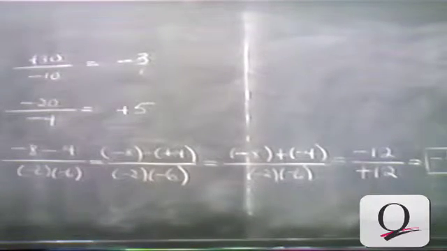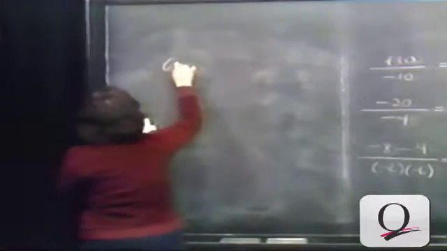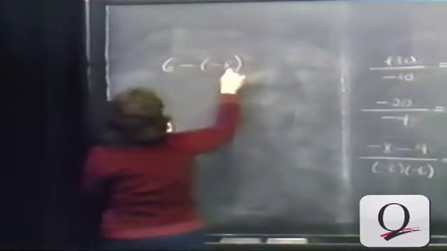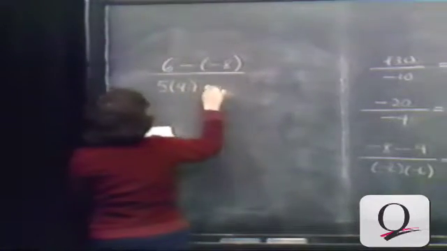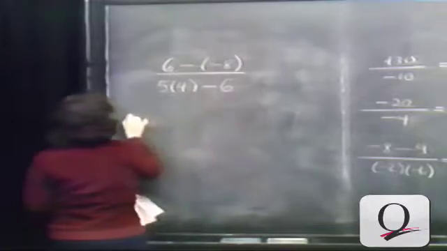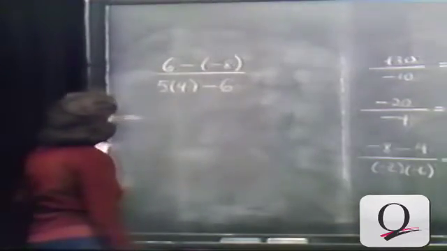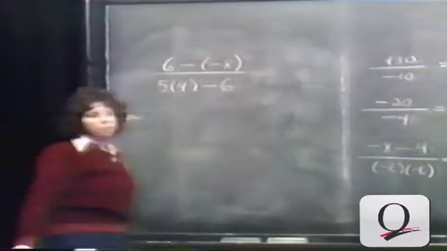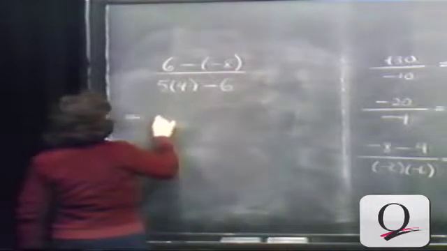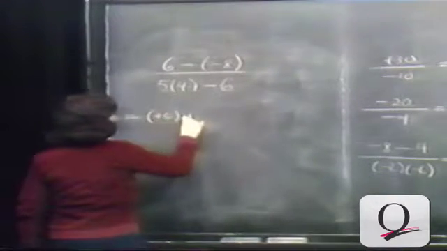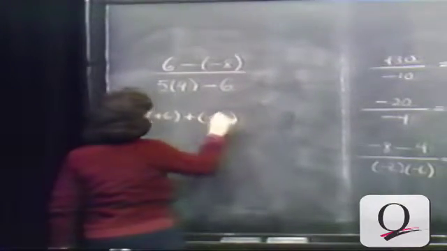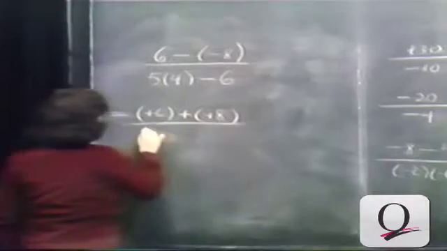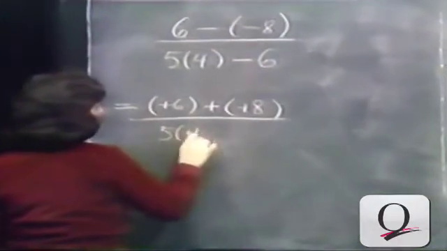Let's try another example like that. 6 take away a minus 8 over 5 times 4 minus 6. This is plus 6 take away a minus 8. We change the subtraction to addition. We change the minus 8 to a plus 8. On the bottom we have 5 times 4 minus 6.